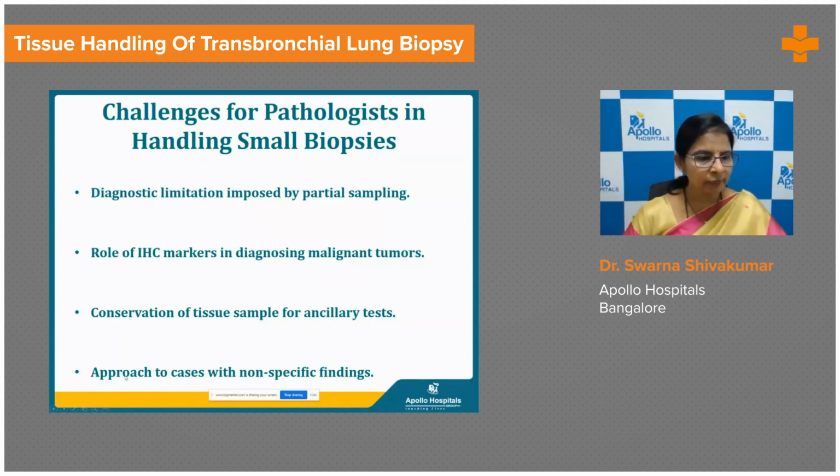Then last but not the least is the approach to cases with non-specific findings. I think this is one of the gray areas for the pathologist where we cannot conclude any definite diagnosis. In such cases, these cases are discussed with the MDT, and we should decide whether the patient should be subjected to repeat sampling or kept under observation with close monitoring.